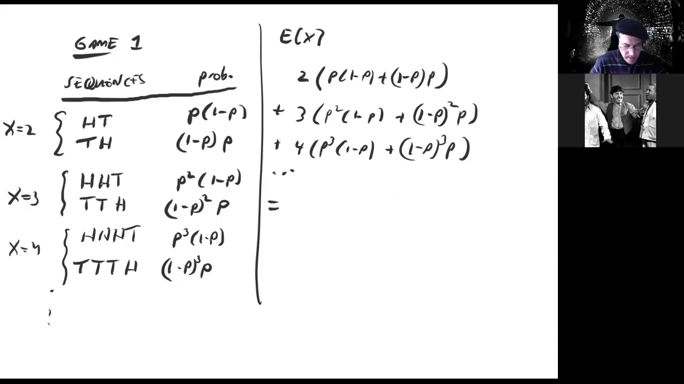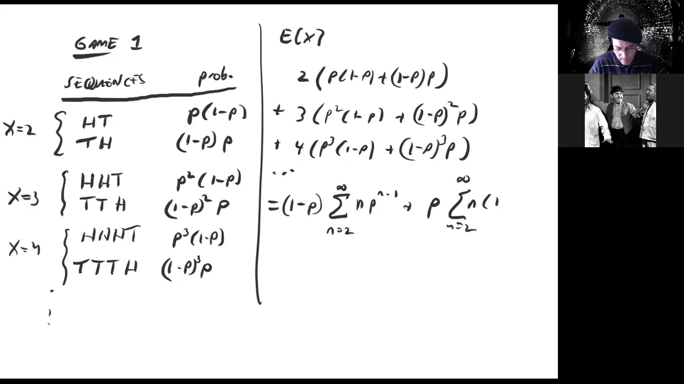By breaking up the like terms in powers of p and powers of 1 minus p, and I'm going to spare you the struggle, it's going to be 1 minus p times the sum, n goes from 2 to infinity of n p to the n minus 1, plus p times the sum, n goes from 2 to infinity of n times 1 minus p to the n minus 1.